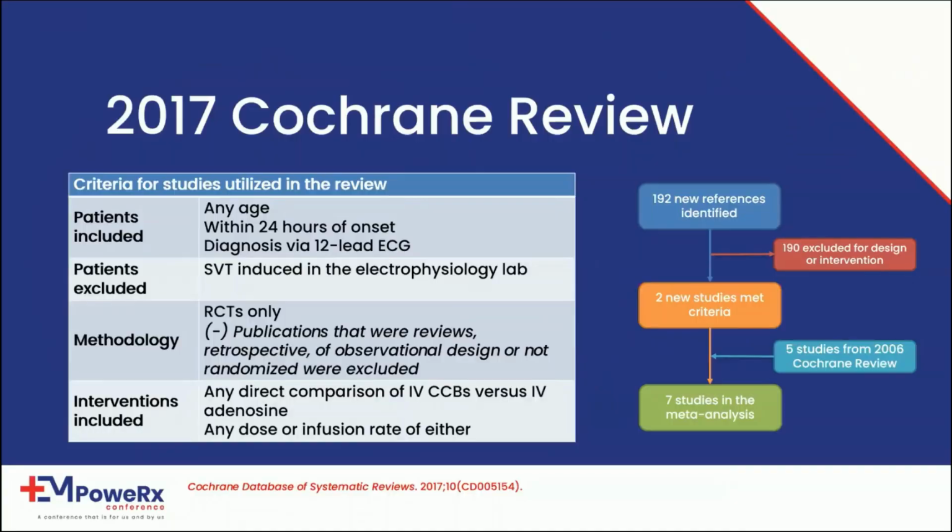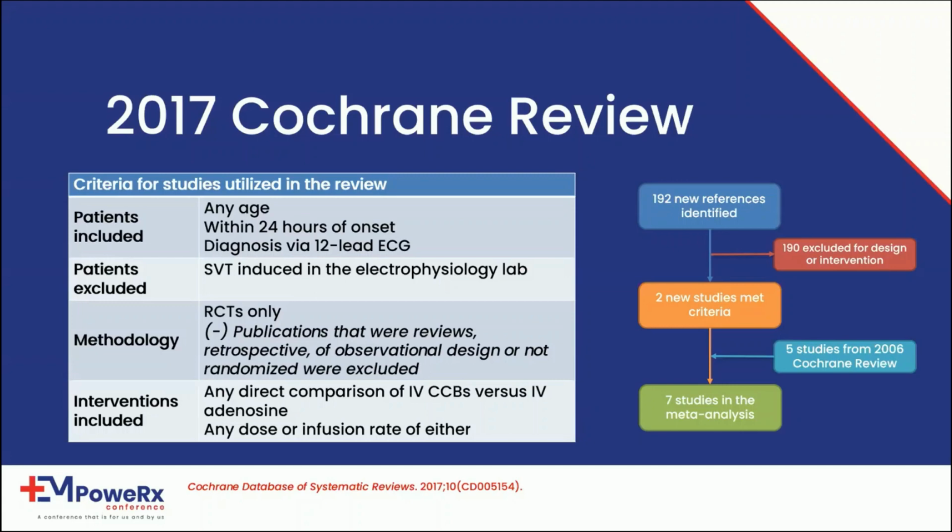All right. So the most recent update to a Cochrane review was in 2017. They had lost funding along the way from the first iteration of this in 2006, but they had reviewed basically studies that had patients of any age within 24 hours of onset and had confirmed diagnosis via a 12 lead. They did exclude patients who had SVT induced in the EP lab.